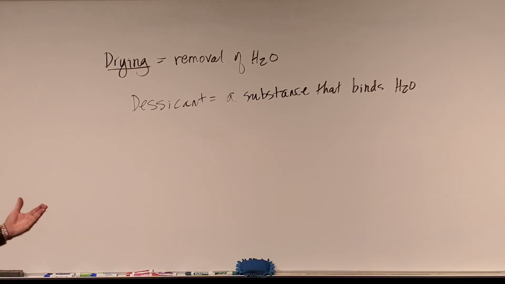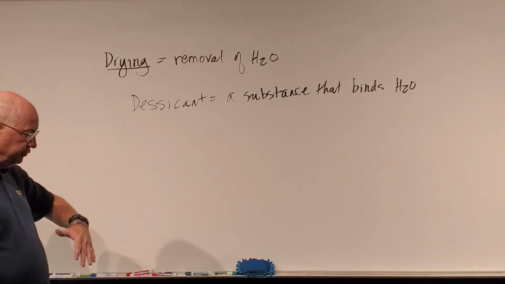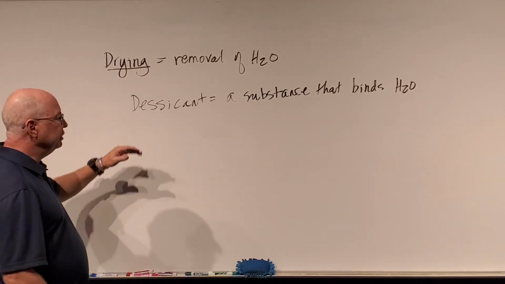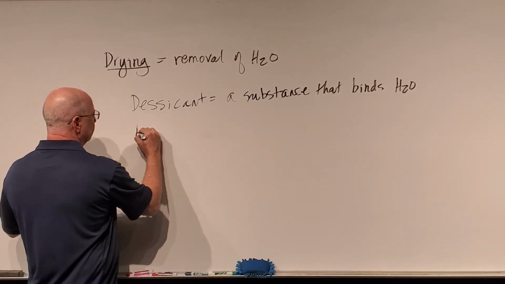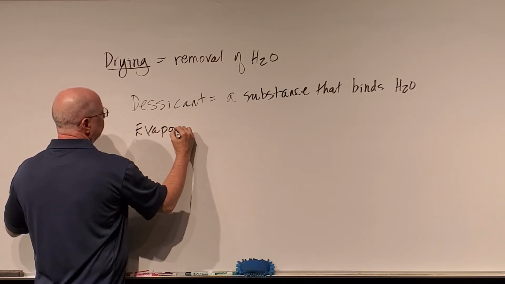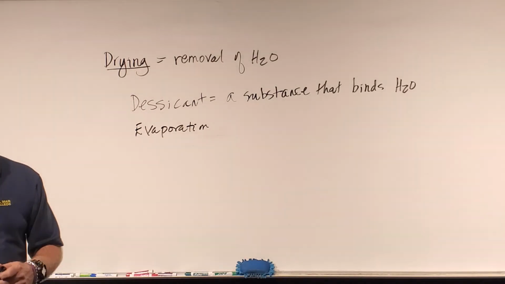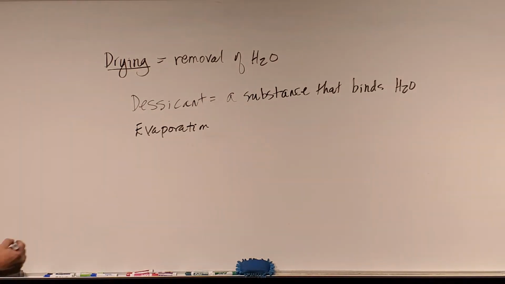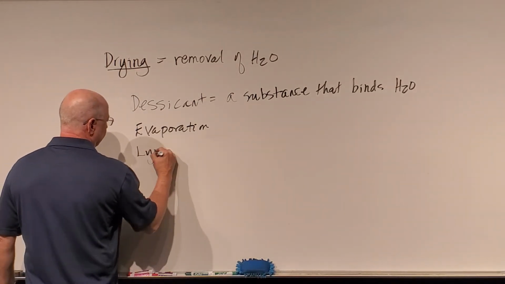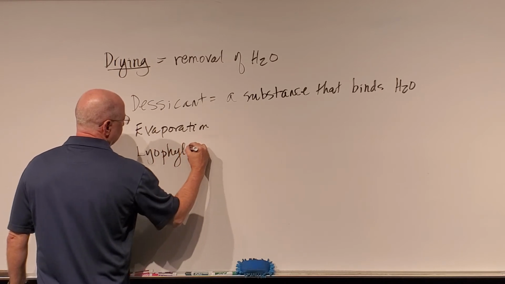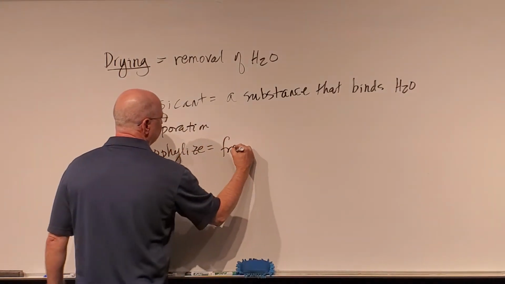So we can use evaporation techniques, remove all the water through evaporation. We can use a desiccant or desiccation. These are ways of drying things out that kill or prevent microbe growth. Another way is through what we call lyophilization. And I mentioned this. To lyophilize means to freeze dry.